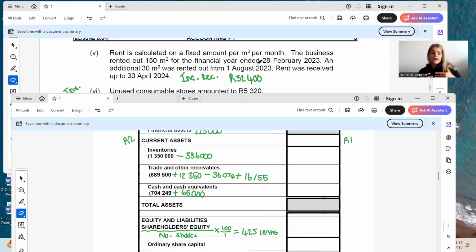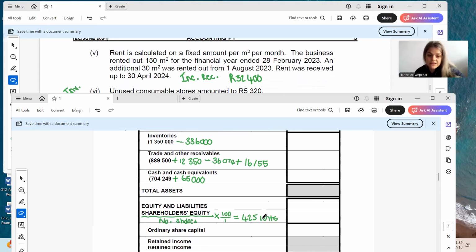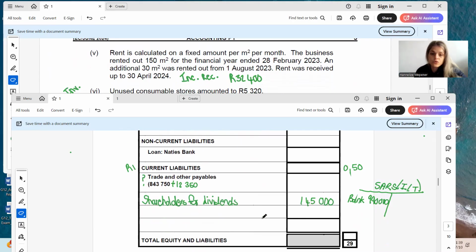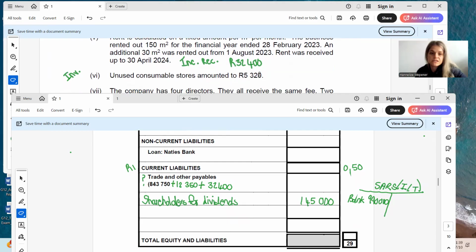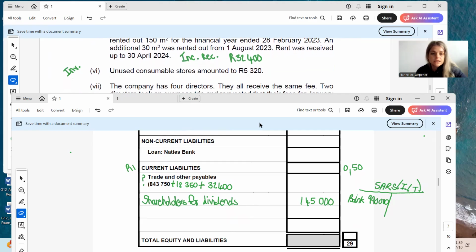Okay. Next up, we had income that we received in advance. So we either have to pay them back the money for March and April, or we have to give them the usage of the space that they paid for. So in other words, in some or other way, we have to make payment to them, whether it's physical cash or the usage. So it's trade and other payables that we now have more of because we have more income received in advance for those 2 months. If you need the calculations, please watch the previous video.